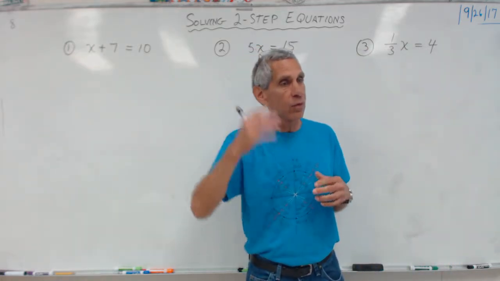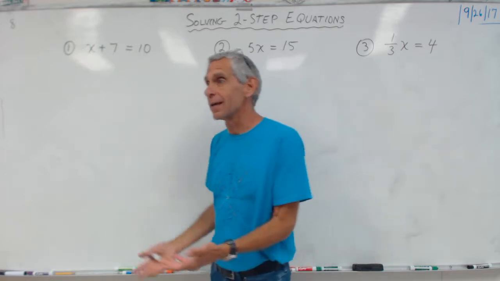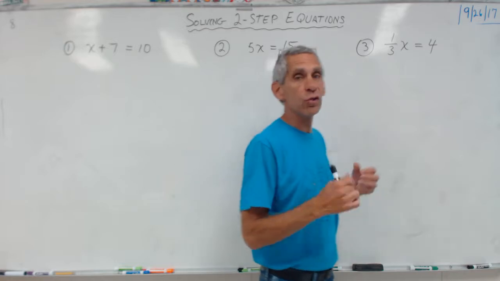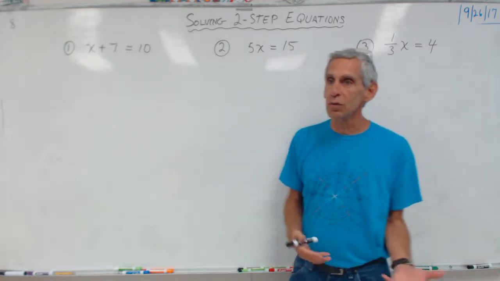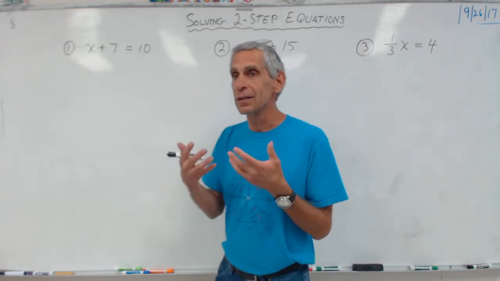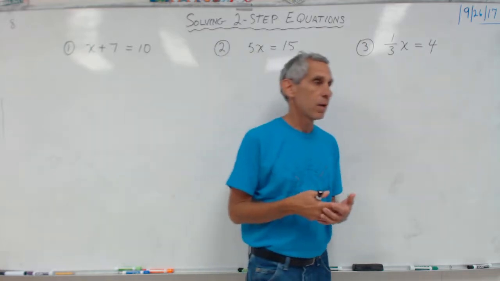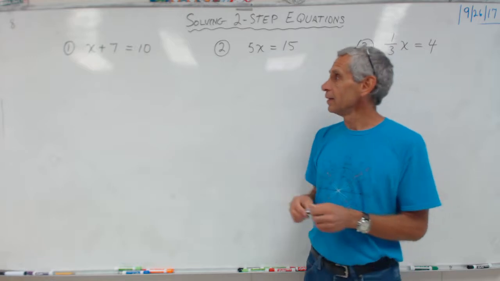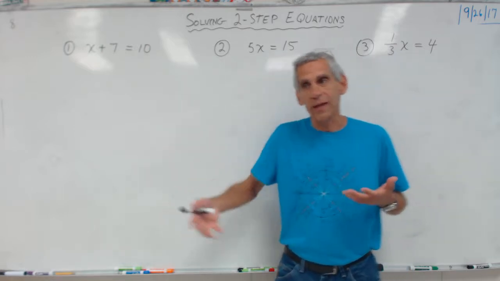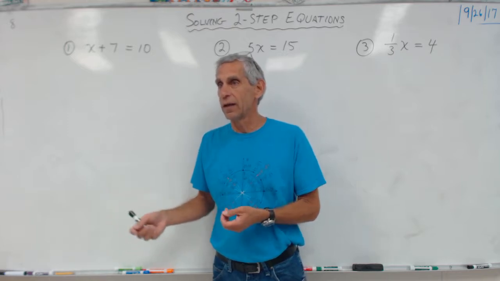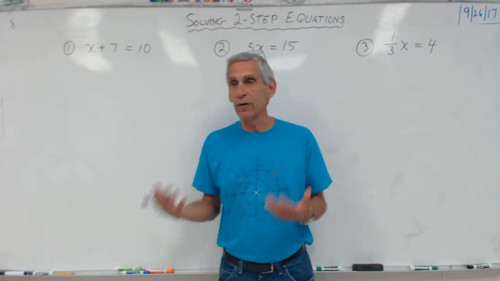We talked about solving one-step equations, which was very exciting because now we're in the real stuff. This is the real algebra, right? We're using the properties and the rules that we've learned to actually solve for x, solve for an unknown, a variable of some sort. And each class, we're basically going to be adding complexity to the whole thing. One-step equations were very, very simple, right?